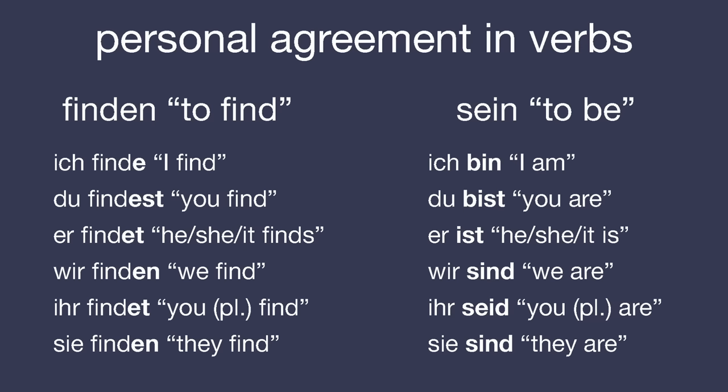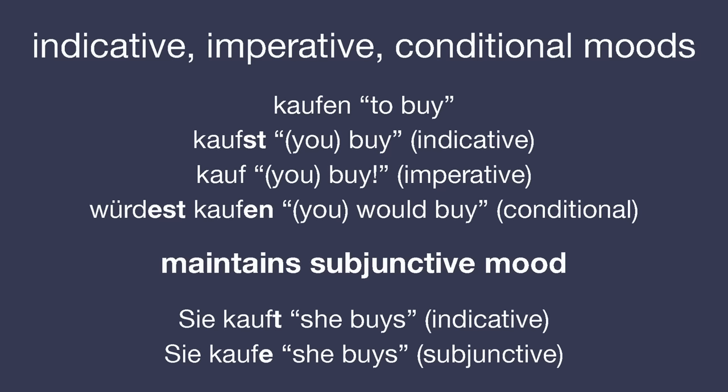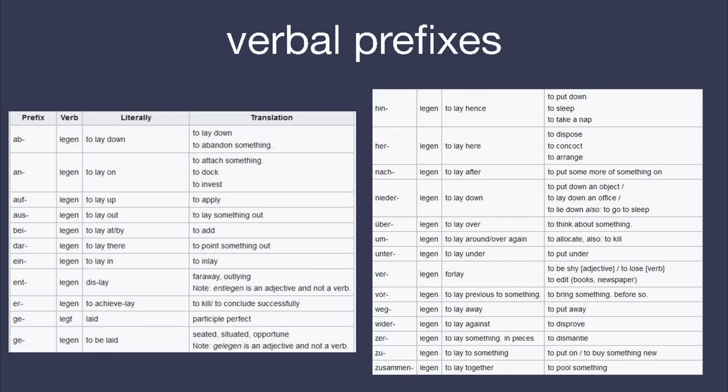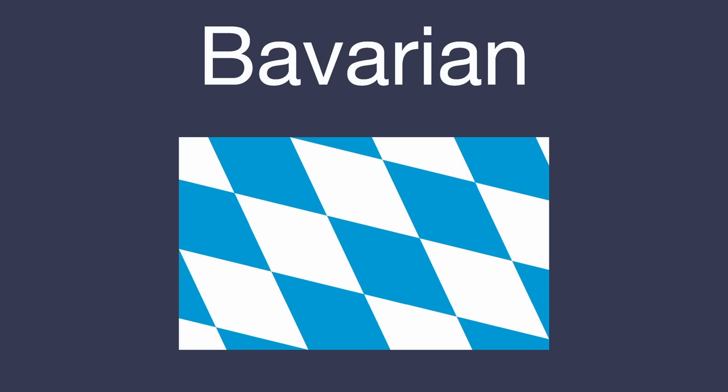German verbs agree for the pronoun of the subject, with a full six-way distinction for the three persons and two numbers. On top of the indicative, imperative, and conditional moods, German retains the subjunctive mood, though it's not used much anymore, and there are a plethora of verbal prefixes which can add extra meaning to a verb root. Standard German infinitives end in n, present participles are formed with ge, and the gerund is formed by adding d to the infinitive. Now to talk about some non-standard German varieties, starting with Bavarian.